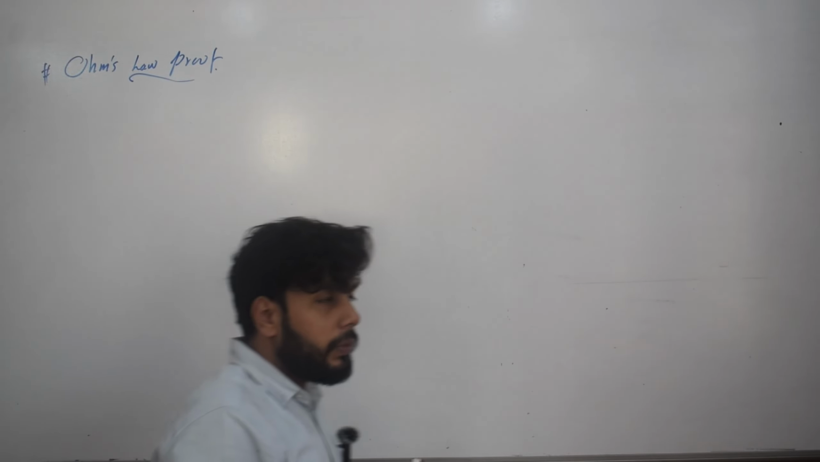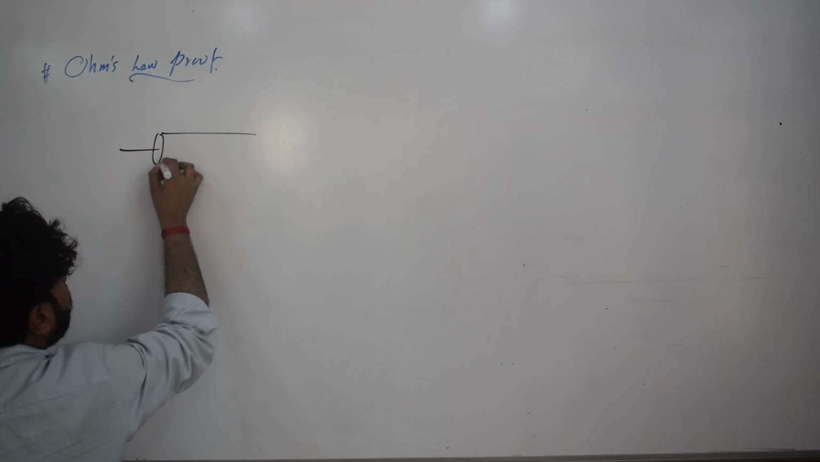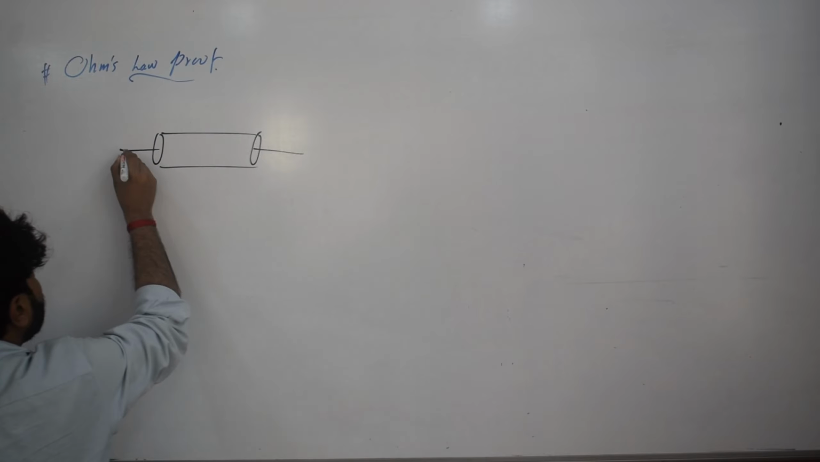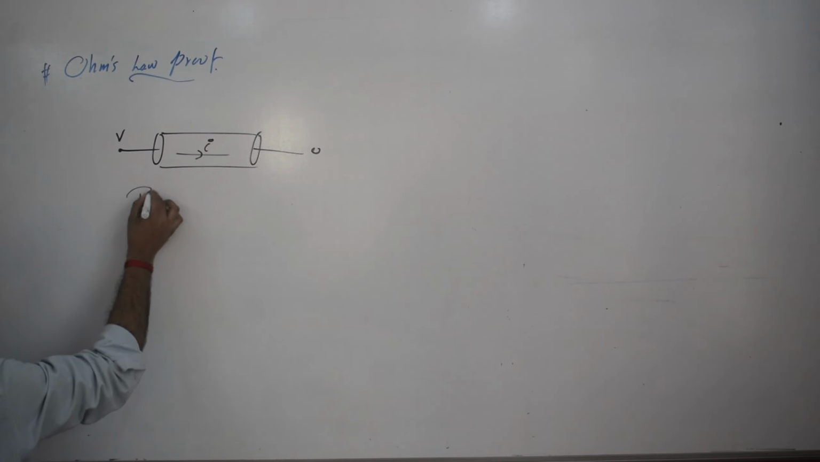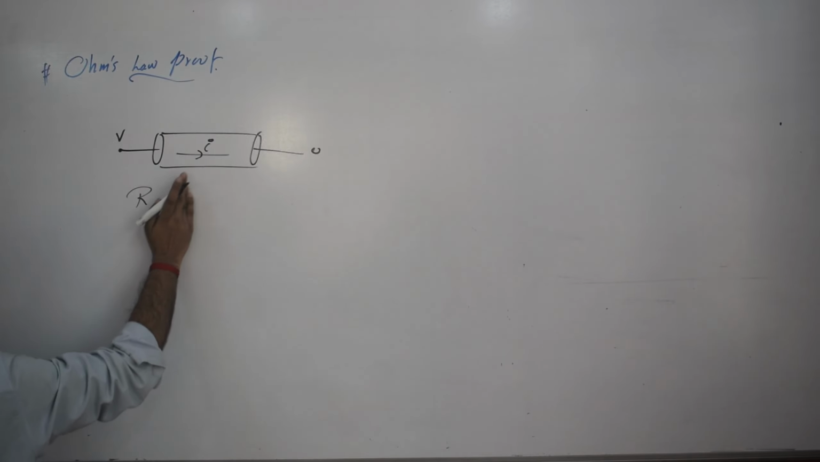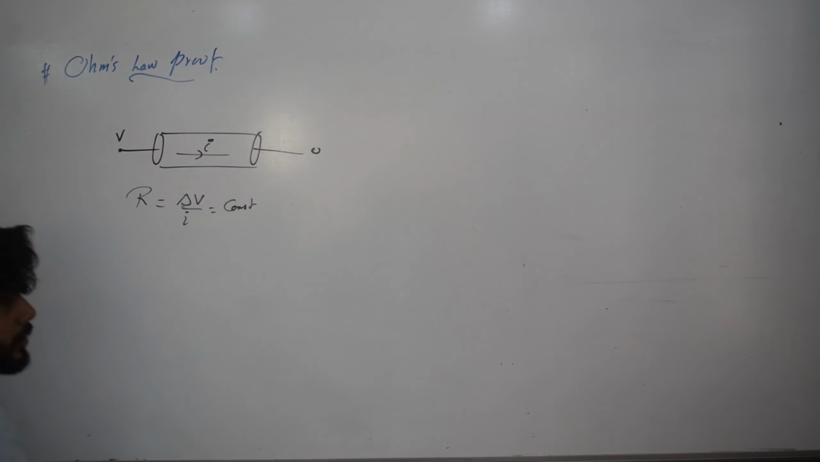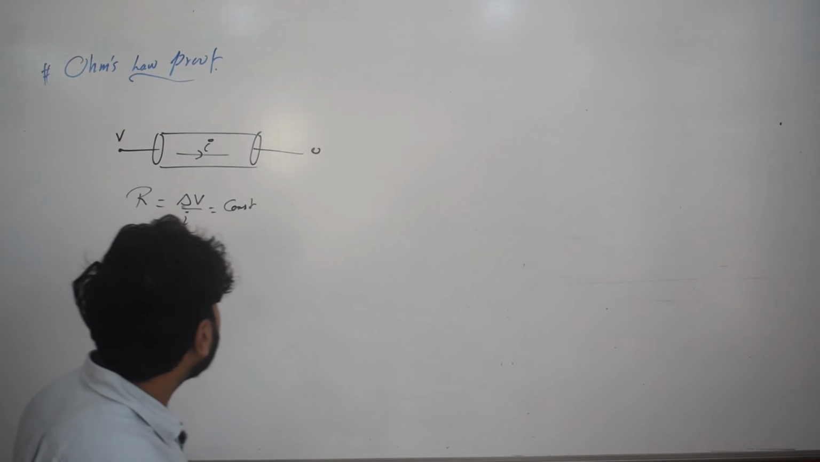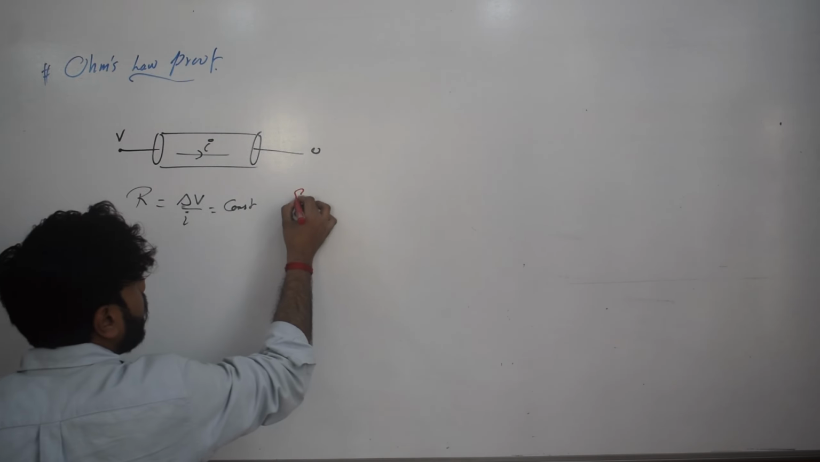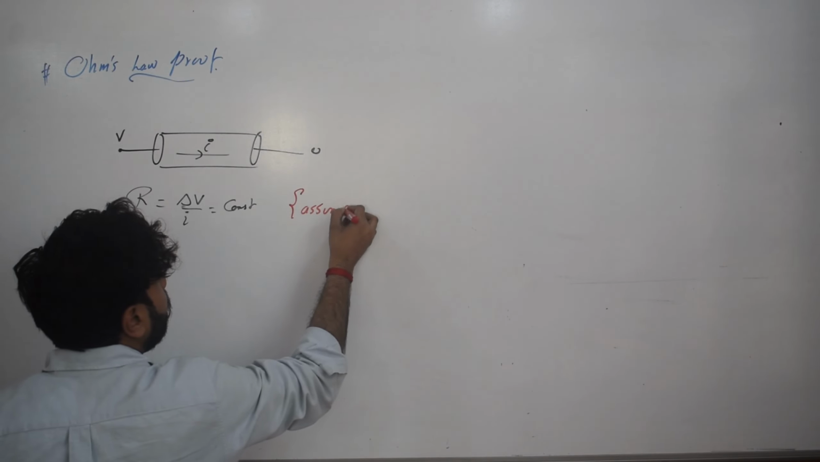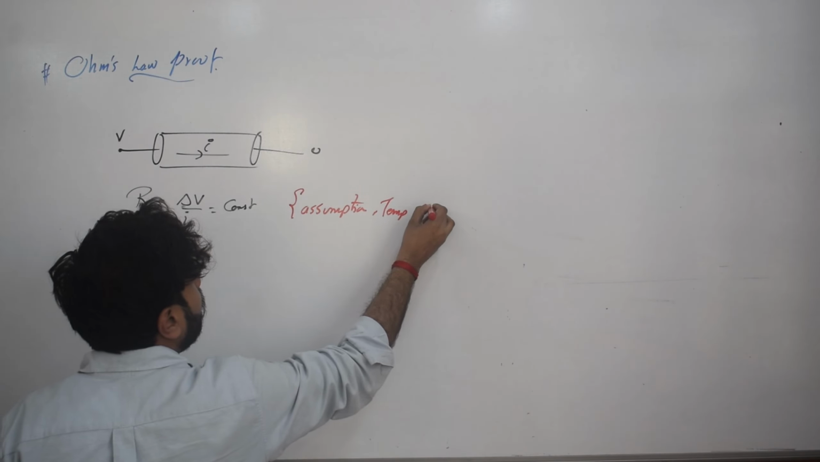We studied what Ohm's law is, but we need to see the proof of Ohm's law also. What I mean by proof is that if I have a conductor with some potential difference V and current I, I'm saying resistance is V over I, and it has to be constant, meaning the resistance of the device must not depend on V or I, it should be independent of V or I. And how can we prove it? For that we have to assume a few things. Our first assumption is again constant temperature.